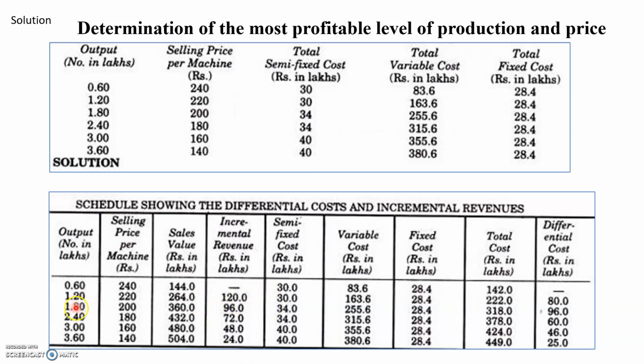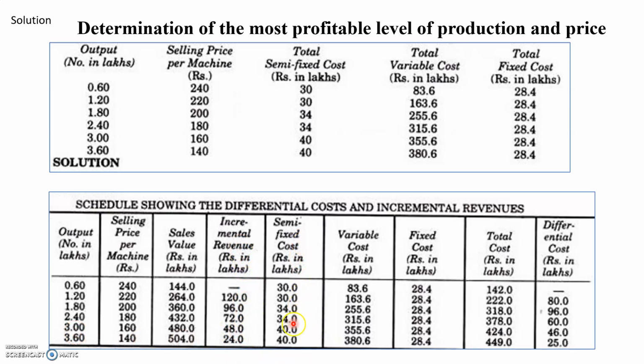Just like that, when the level of output is increased from 1,20,000 to 1,80,000, the total sales revenue increases from 2,64 to 3,60. That means there is an increase in the sales of 96,000 rupees. Sales isn't revenue, so we call it incremental revenue. In the last case, it is increased from 4,80,000 to 5,04,000, so there is an increase of only 24,000 in the last level. So this is what incremental revenue is.